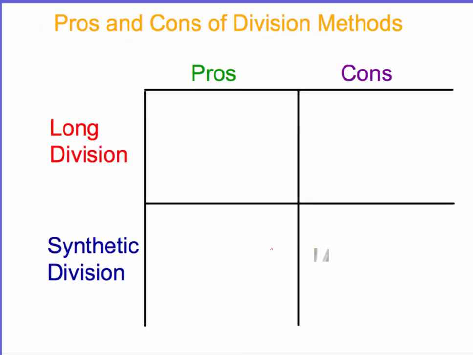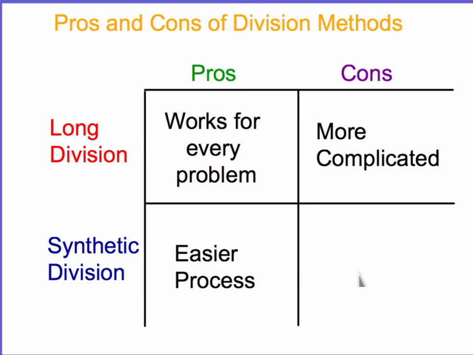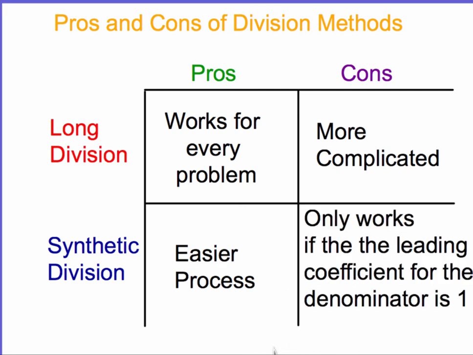All right, so let's talk some pros and cons. Okay, so let's talk long division. The main pro of long division is it works for every problem. The main con of long division is it is complicated. Okay, it takes longer to do. For synthetic division, the pro is it's easier. The con is it only works if the leading coefficient is 1. So you kind of have to decide for yourself which one you're going to use. You can use long division every time, or if the leading coefficient is 1, then you can use synthetic division and it'll be easier. Okay, so those are the two methods you can use to solve polynomial division problems.